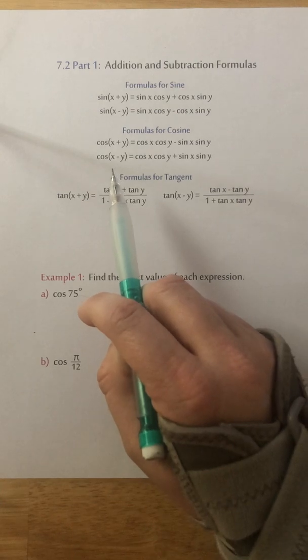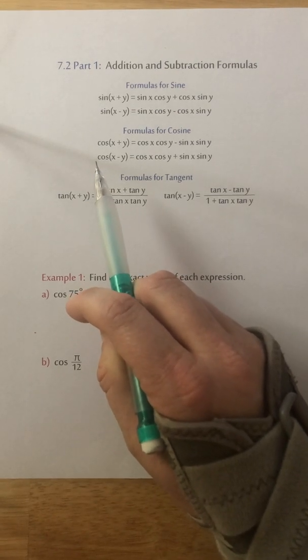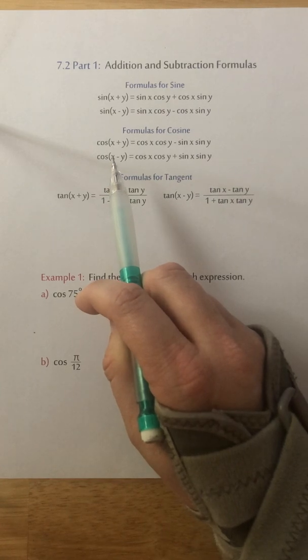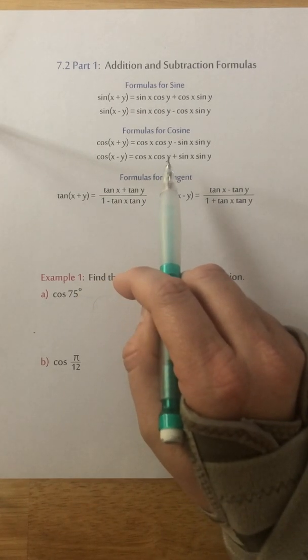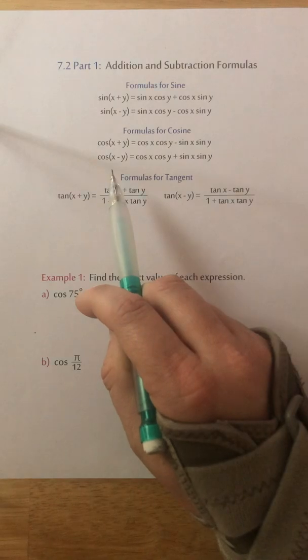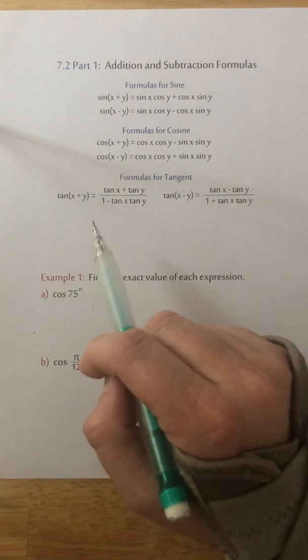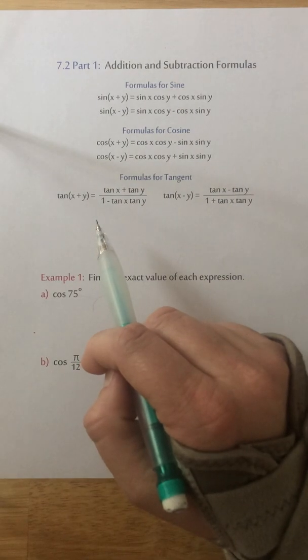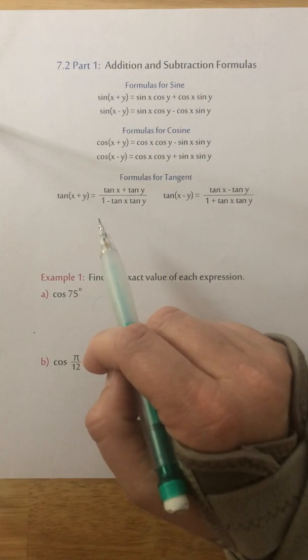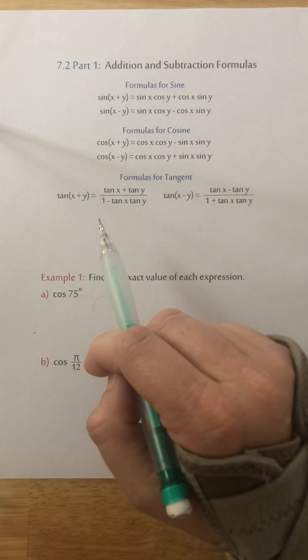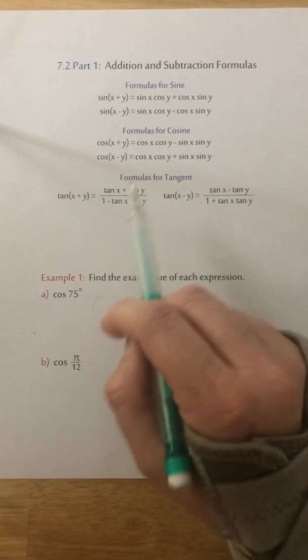All right, then we get to cosine, and it's different because the addition formula for cosine actually does not have addition in it, it has subtraction, and the subtraction formula for cosine has addition in it. So for cosine, you are using opposite signs of what you have. So if you're using the addition formula, you have a subtraction sign. If you're using the subtraction formula, you have an addition sign.